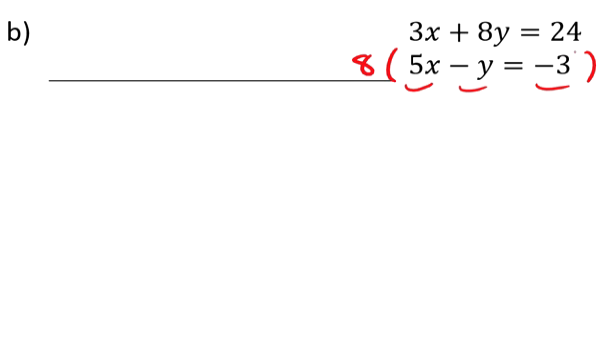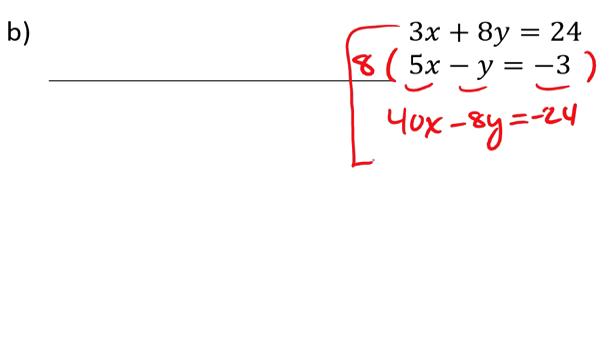So I'm going to rewrite the first equation. Let's just do this multiplication first. So 8 times 5 is 40x, and 8 times negative y is negative 8y, and 8 times negative 3 is a negative 24. Now I'm going to take that second equation and write it right below that, so they're right near each other. So that first equation was 3x plus 8y, and that equals a positive 24.